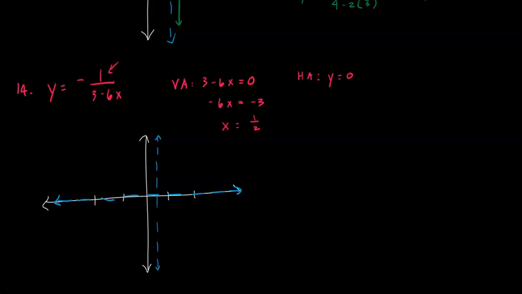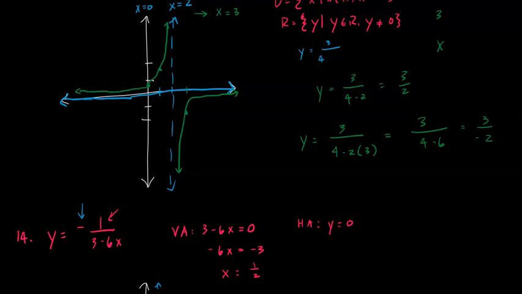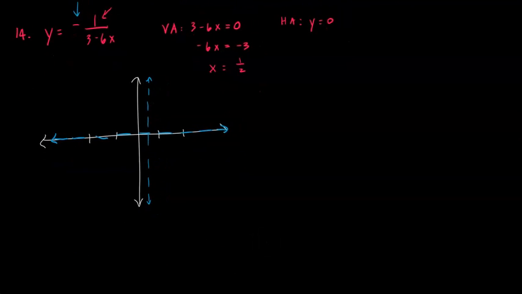Okay. Now let's go ahead and test some points. Okay, you see this negative? That means that all of these are going to reflect. So I have a feeling that it's going to be points in these two quadrants right there. Okay, because it's going to reflect. But let's see if our assumption is right.